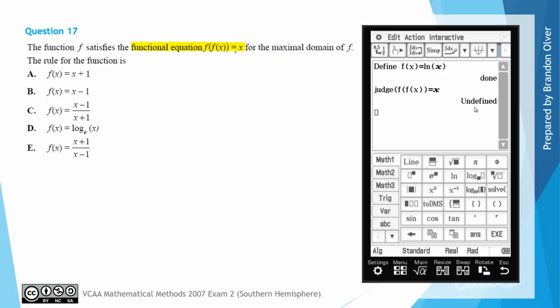So hopefully option E will give us a true statement. If I put that in, we're going to have x plus 1 divided by x take 1. And when I hit execute, you can see that it rejudges that line and it says that it's true. So from the calculator, it tells us that the correct option is E for this question.